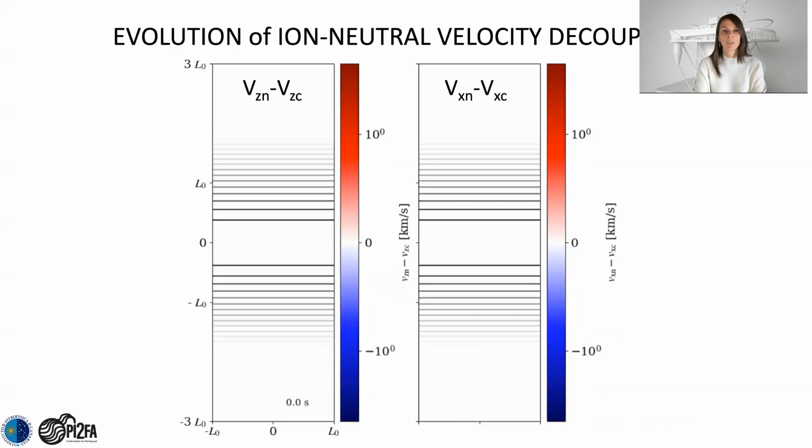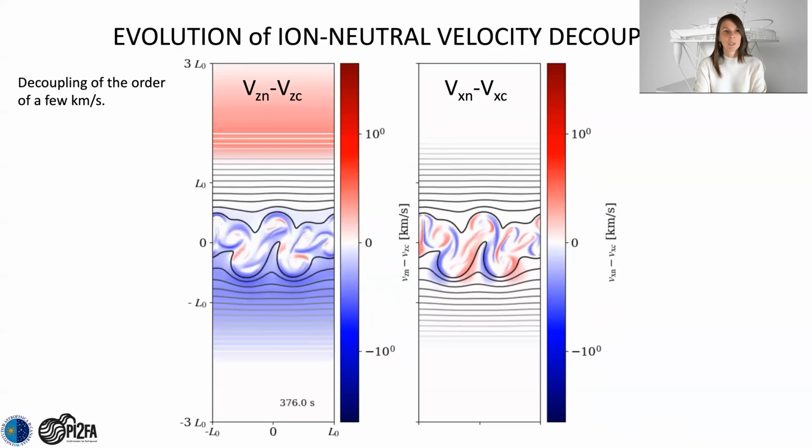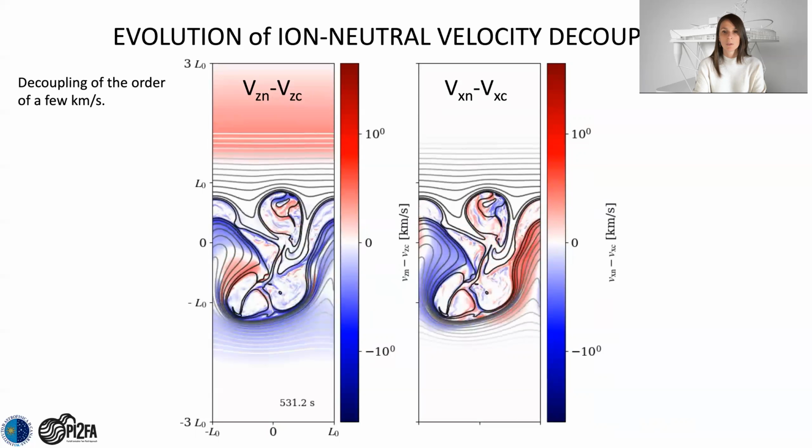We show this decoupling in vertical velocity on the left and on the horizontal velocity on the right. We see that the decoupling velocities are of the order of a few kilometers per second. They are not small, and these kind of velocities can be easily detected in observations. We see that neutrals fall faster than the charges by a few hundred meters per second on average.